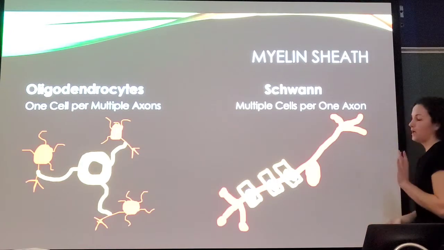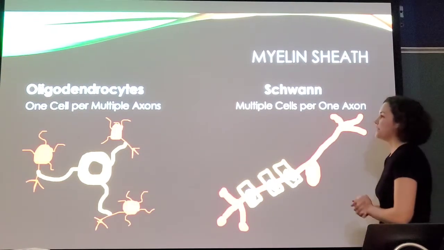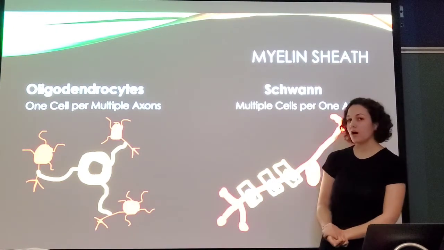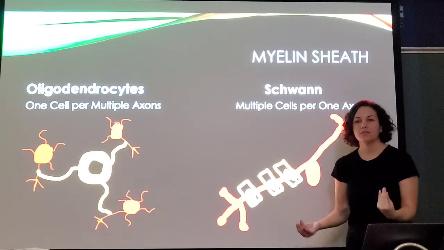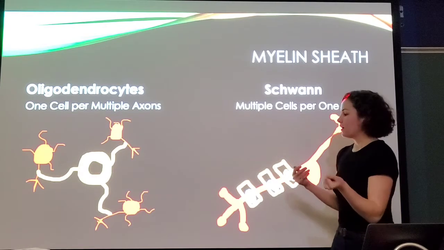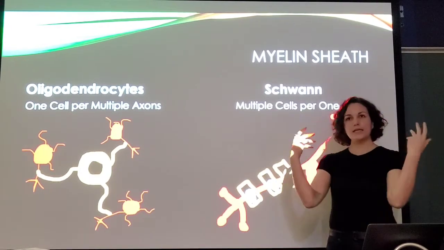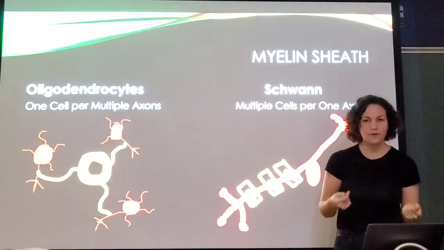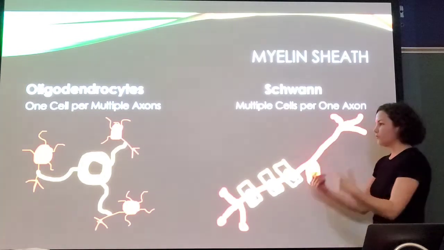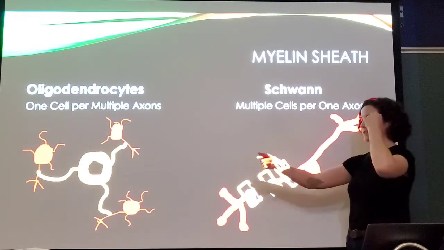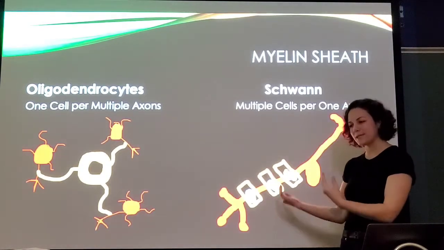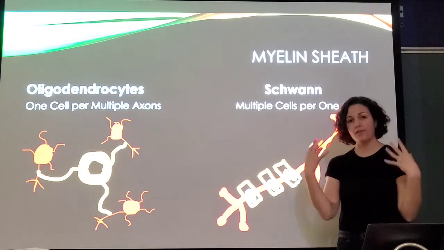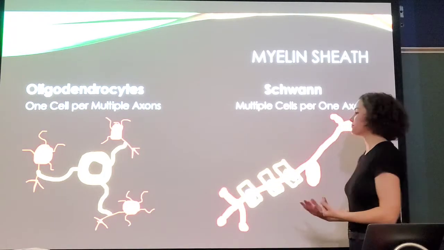Now, the function of both these cells is to create what's called the myelin sheath, okay? The myelin sheath, think of it as an insulator, a protector, okay? It covers axons, it protects them, and more importantly, it speeds up the transmission of these signals, okay?